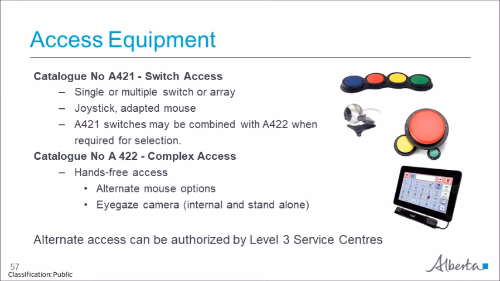Complex access options are also covered if needed through catalog number A422. This covers hands-free mouse options which are built into a device or freestanding options. Please note that an access system may contain one item from catalog number A422, complex access equipment, plus a switch from catalog number A421 when the switch is needed to be used in combination with the complex access system. One complex access system can be provided over a 5-year period. These items are covered by AADL for repairs and are recycled.